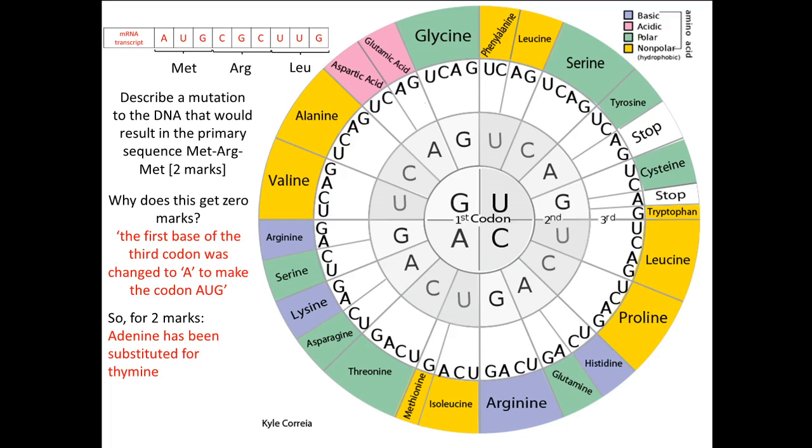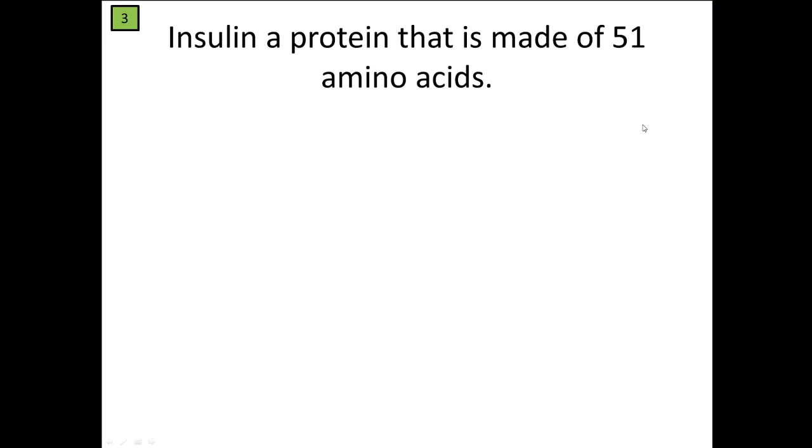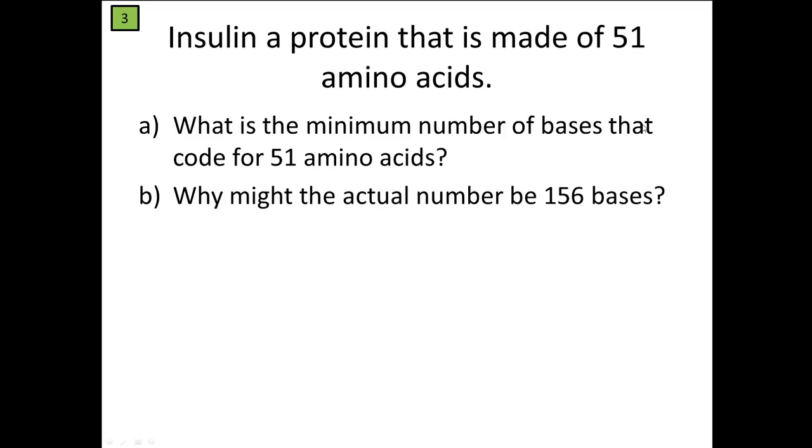If we just zoom back quickly, there's a stop codon here. It can be UAA, UAG, or UGA. Any of those, they code for a stop. A stop isn't an amino acid, it just means stop. So yeah, that can be explained by the stop codon. 156 would mean I'd have 51 amino acids, and the last three bases would code for a stop codon.